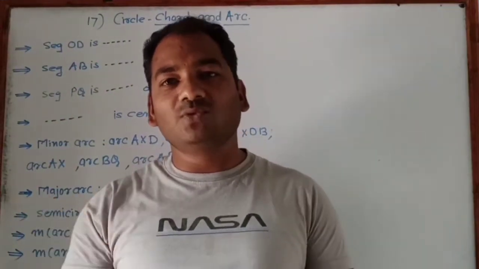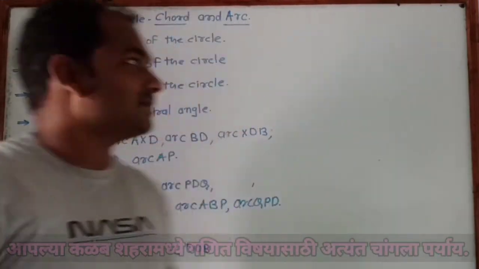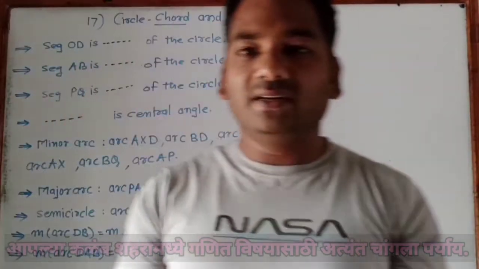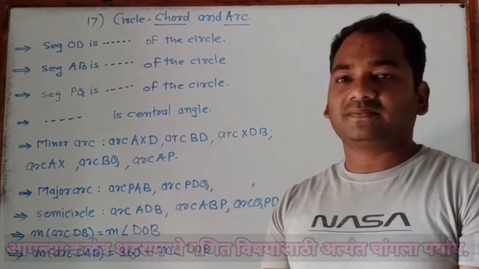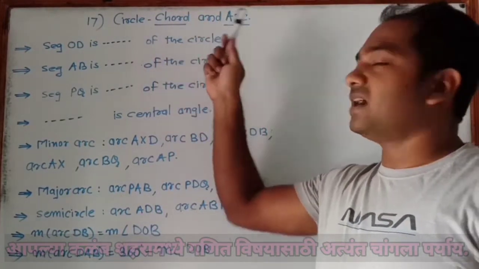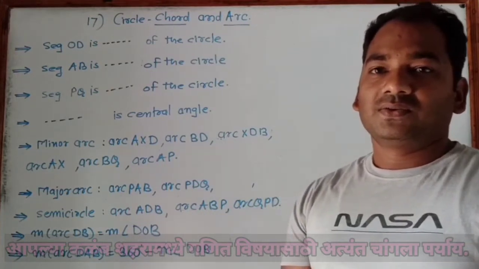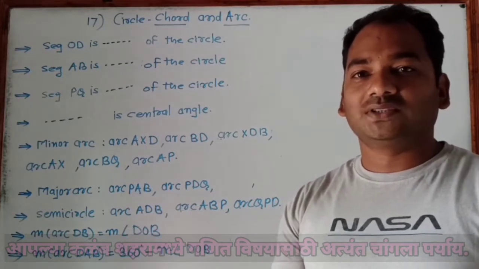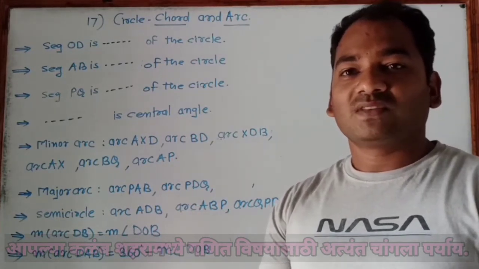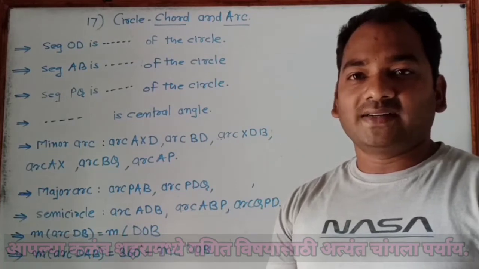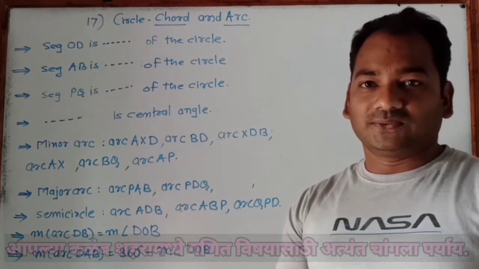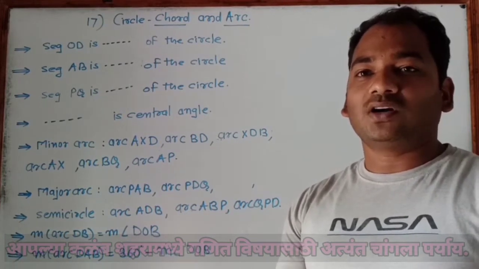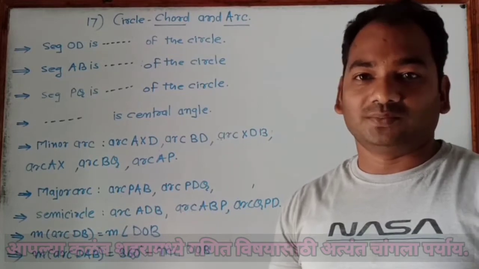Friends, let's begin with the new chapter, that is circle. In the chapter, we have to study only two parts of the circle, that is chord and arc. In a previous standard, we understood some things about the chord as well as the circle, its different parts, and arc also. But here we first understand what actually an arc is and how it is formed.